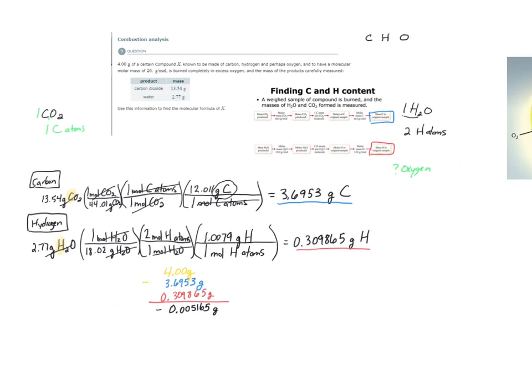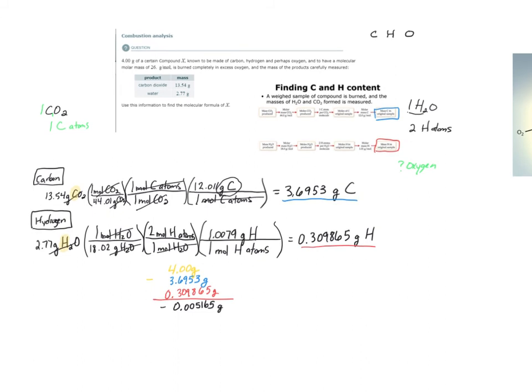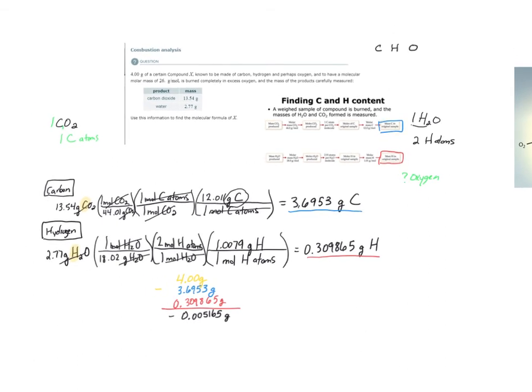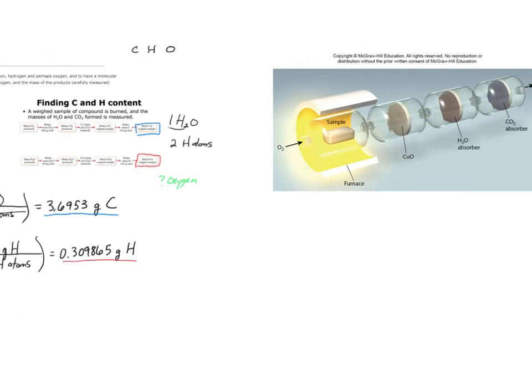So there is no oxygen in this sample. It's purely carbon and hydrogen. And we have the masses of the carbon and hydrogen here. So now let's take these masses and determine the empirical formula of this sample. Determining empirical formula is fairly easy.